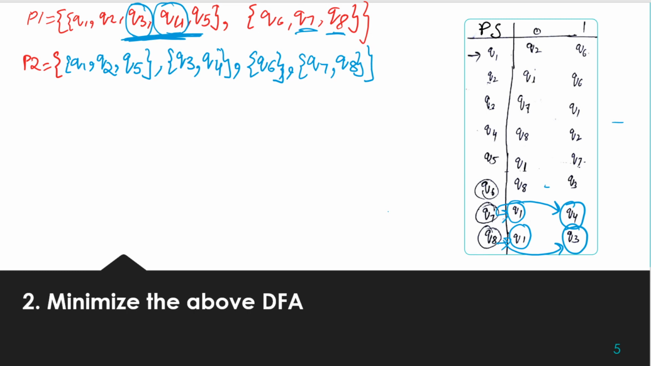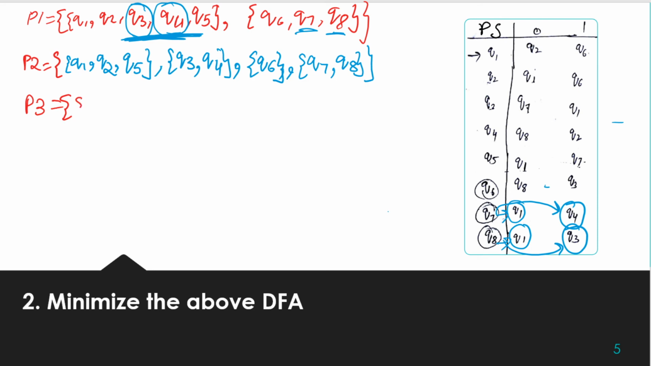Okay, now we have to find the next partition, that is partition 3. So for partition 3, let's write the groups again.